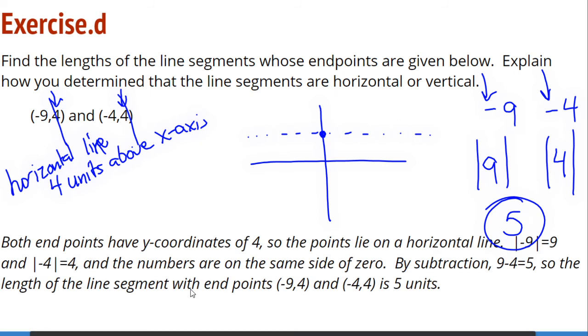Both endpoints have y coordinates of 4, so the points lie on a horizontal line. Absolute value of -9 is 9, -4 is 4. The numbers are on the same side of 0. So by subtraction, 9 minus 4 is 5. I can find the length of the line segment is 5 units.